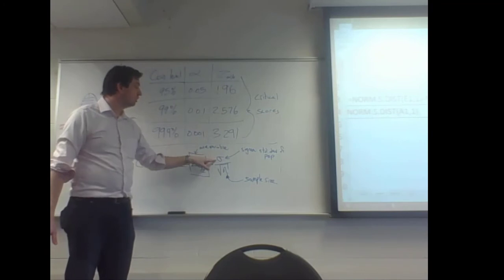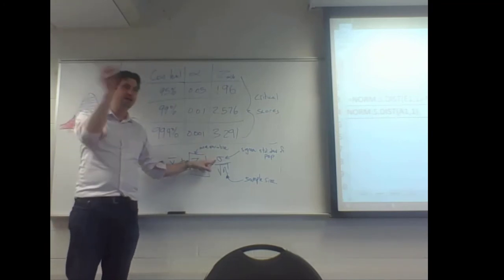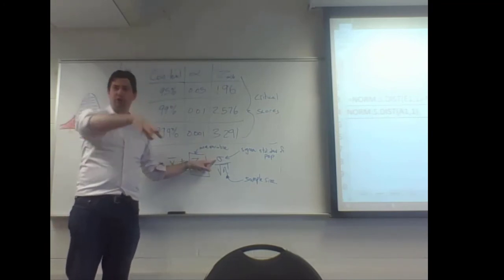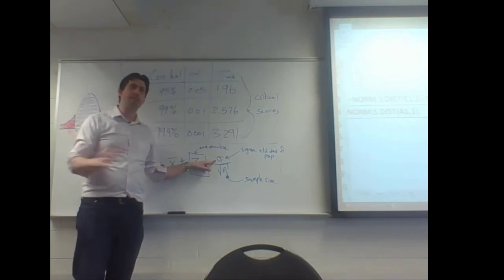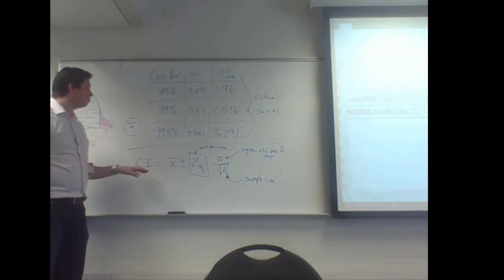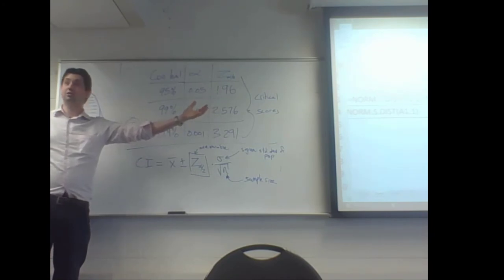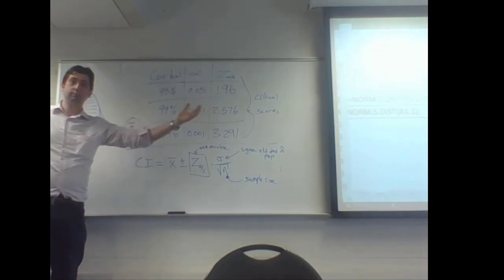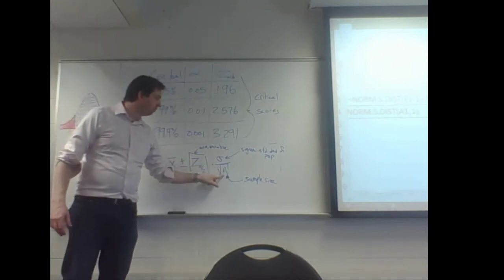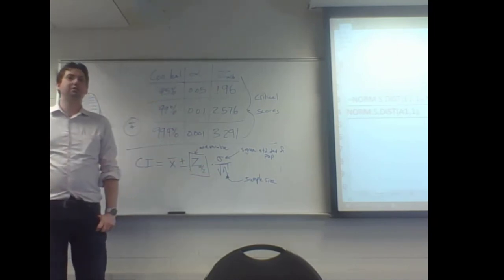So larger sigmas, larger random dispersion of what's going on in the population, is naturally going to require a wider confidence interval. Does that make sense? Now, why do you think n, or the sample size, is in the denominator?